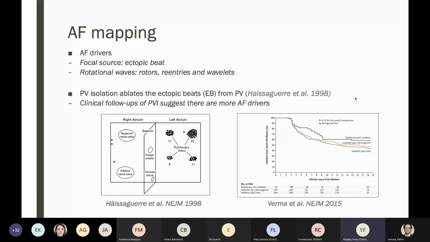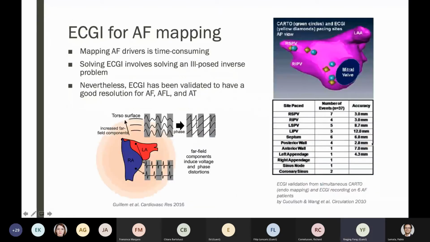But later studies suggest that actually there can be more AF drivers. As you can see in this chart, the follow-up suggests that after 18 months, the success rate has dropped to nearly 50%, and additional ablation based on invasive mapping has slightly higher success rates. Therefore, the quest for AF drivers is still continuing.